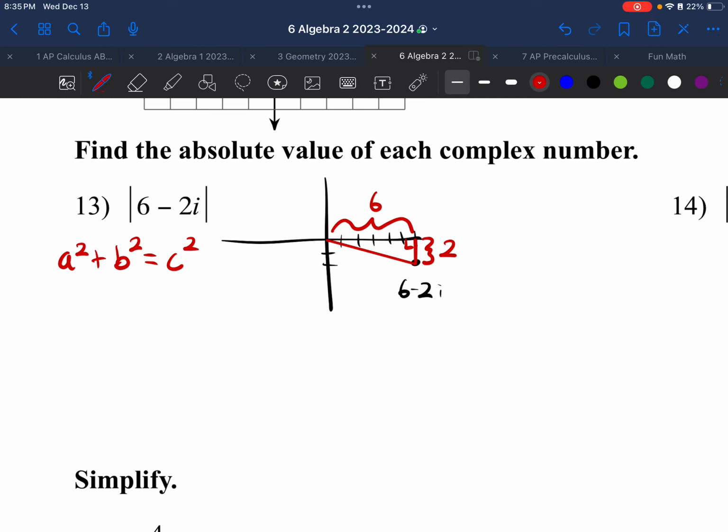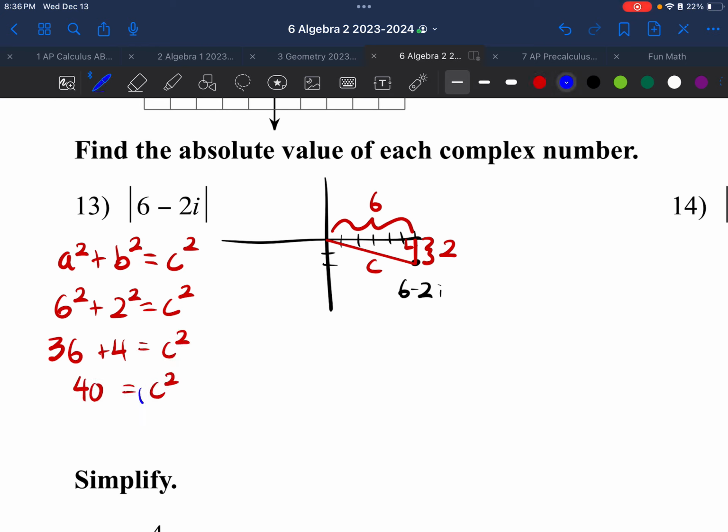So those are the legs of my triangle. Those are what I'm going to be substituting in for a and b. I'm going to have 6 squared plus 2 squared is equal to this hypotenuse c squared. Multiply these out. 6 times 6 is 36. 2 times 2 is 4. That's equal to c squared. Therefore, 40 is equal to c squared.